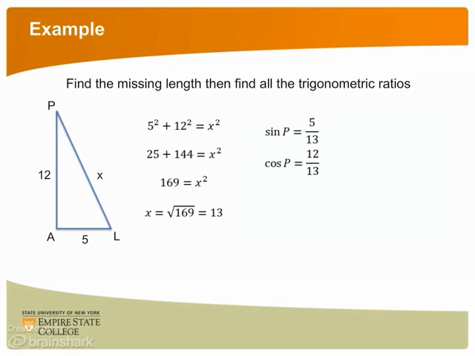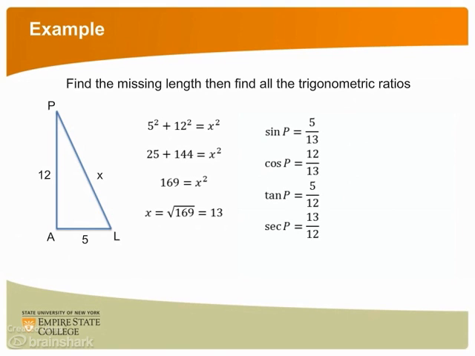The length of the adjacent side to angle P is 12. Although the side with length 13 is technically also adjacent to angle P, it is labeled with the special name hypotenuse. So the cosine of angle P is 12 over 13. The tangent of angle P is the opposite over the adjacent, so 5 over 12.